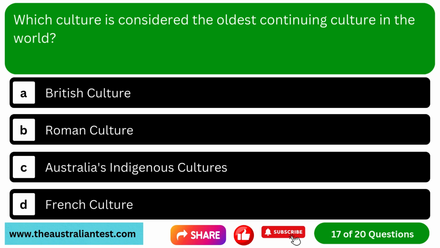Question 17. Which culture is considered the oldest continuing culture in the world? Option A, British culture. Option B, Roman culture. Option C, Australia's indigenous cultures. Option D, French culture.